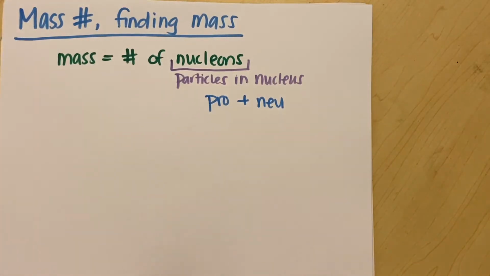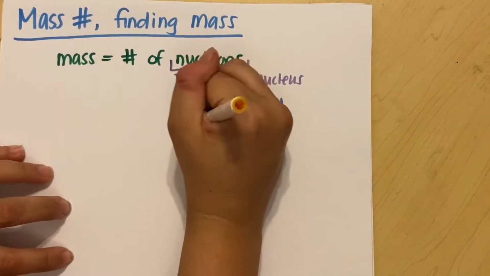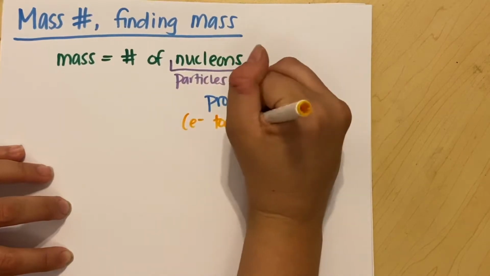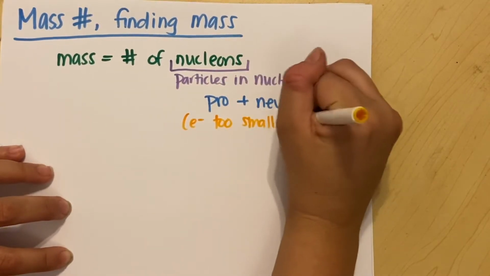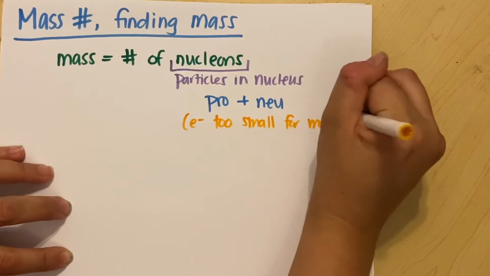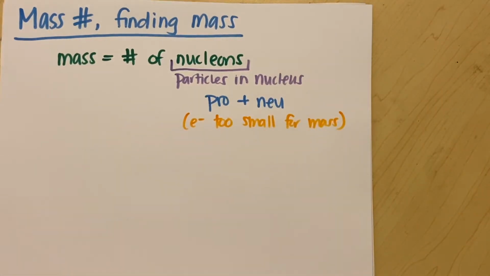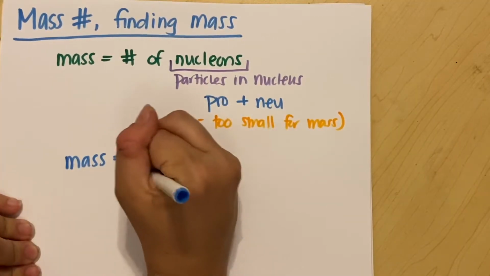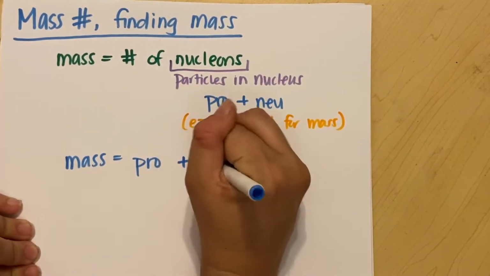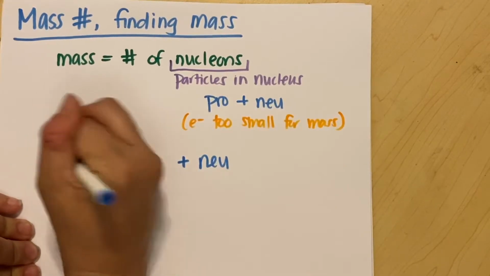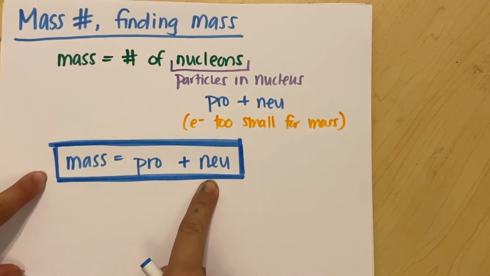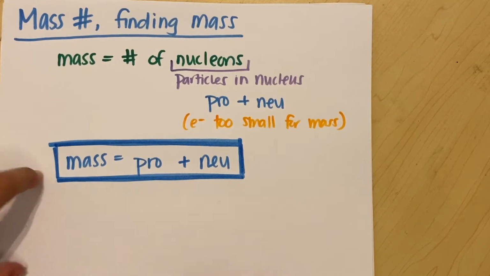Electrons don't count for mass. Electrons are too small for mass. So you don't consider the number of electrons when you're calculating the mass of an atom. The mass of any atom is going to be the number of protons plus the number of neutrons. That's the equation to know and memorize.